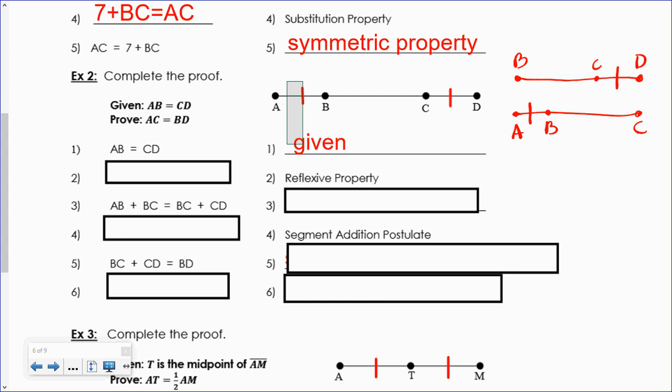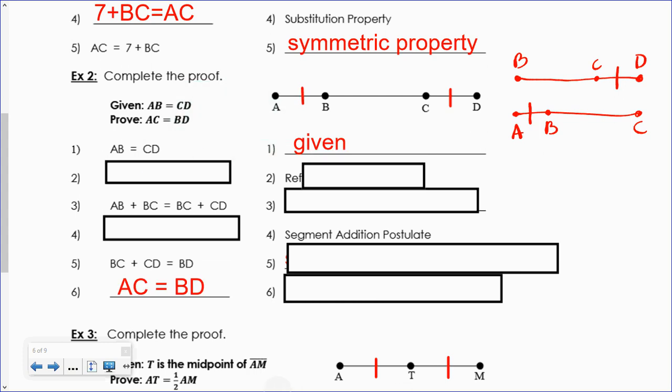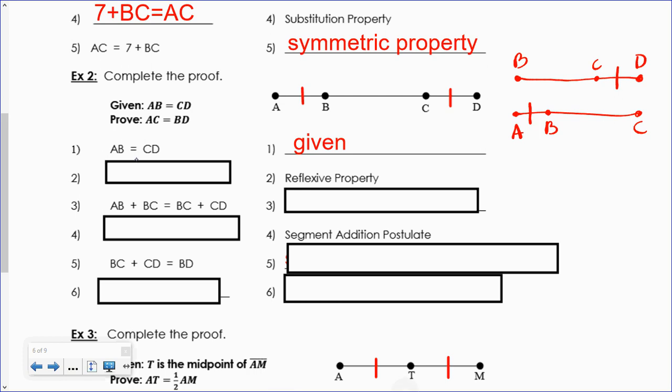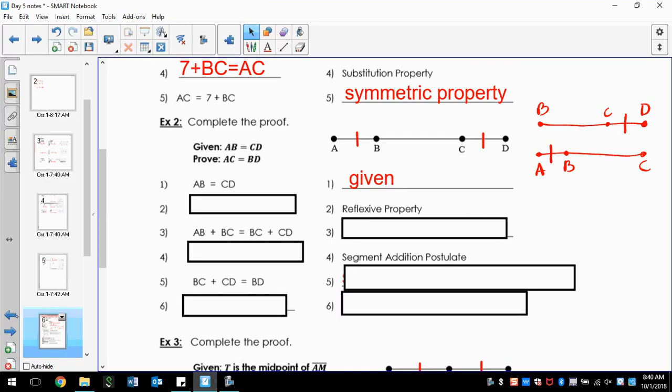So the next thing I'm going to have to say is that BC is equal to itself. If this thing will let me. It doesn't seem like it will. One second.